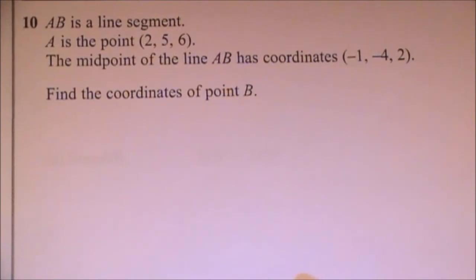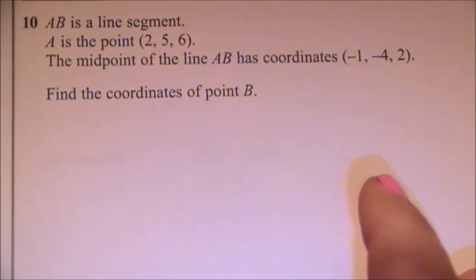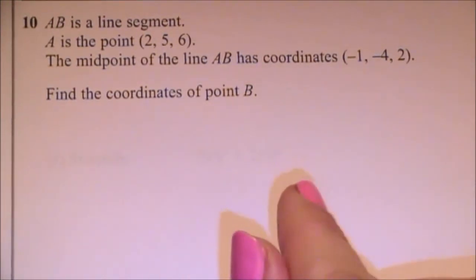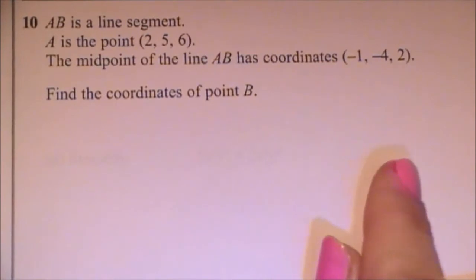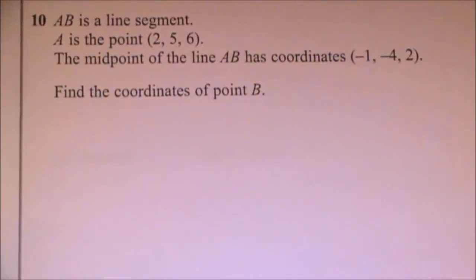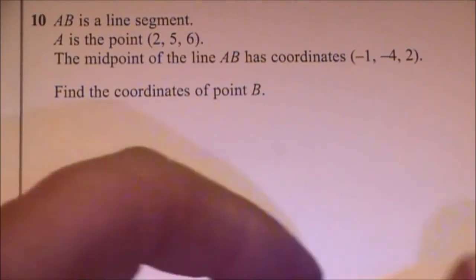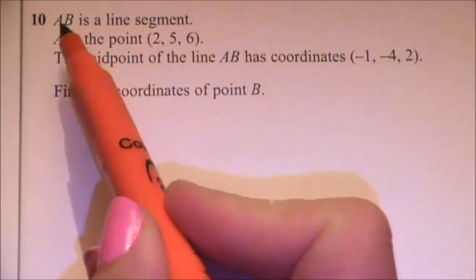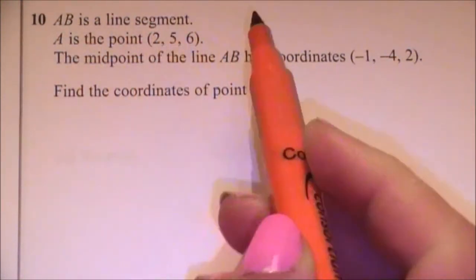Now they're saying AB is a line segment. A is the point 2, 5, 6. The midpoint of line AB has coordinates -1, -4 and 2. Find the coordinates of point B. Now that's got the potential to be a very messy question if you don't approach it in a fairly simplistic way. So they're telling me that AB is a line segment.